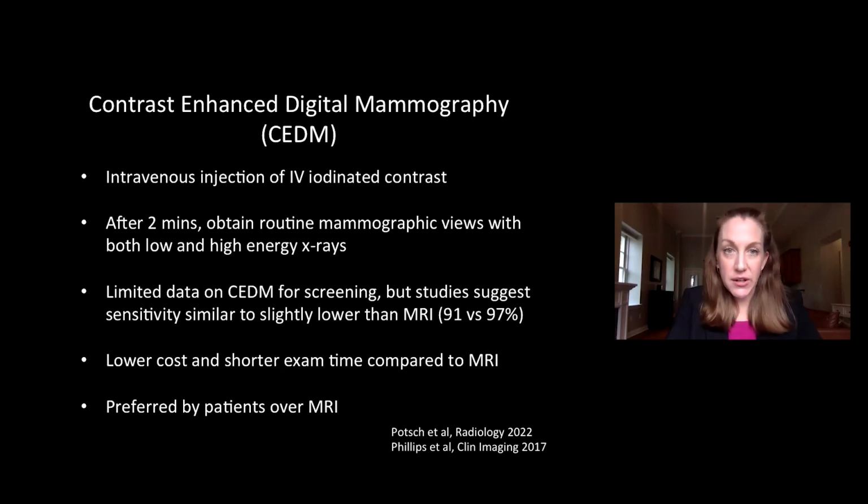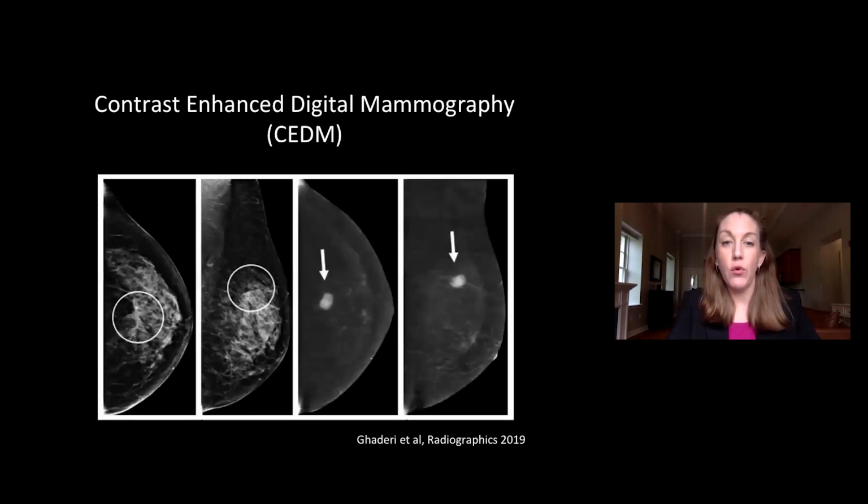Finally, I will quickly touch on contrast enhanced digital mammography, or CEDM. It involves intravenous contrast followed by a 2-minute wait period, and then we obtain routine mammographic views at 2 energies to allow us to see the regular mammogram plus enhancement. However, there is limited data to date on this application for screening, as most of the studies are in women for diagnostic purposes, such as those women with lumps or those who have been recalled for screening. However, limited data does show similar to slightly lower sensitivity than MRI. It's lower cost and shorter exam time, and early data shows it's preferred by patients over MRI.